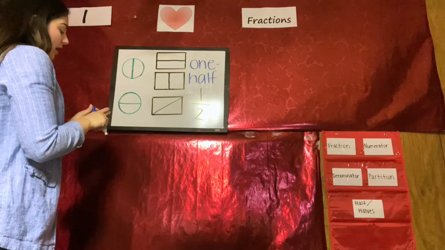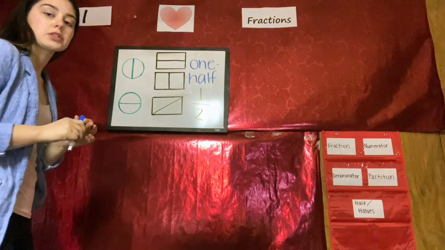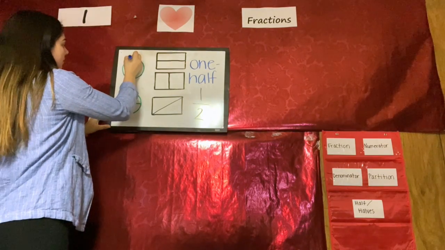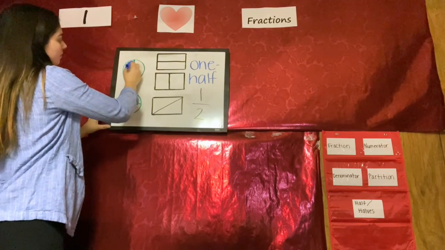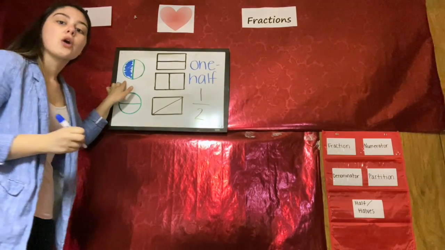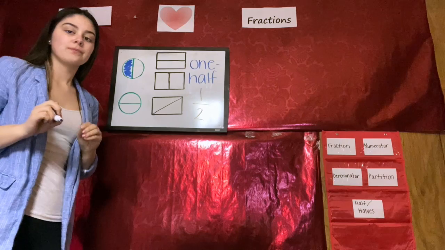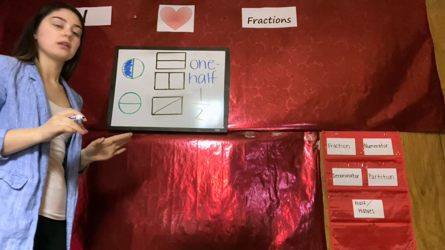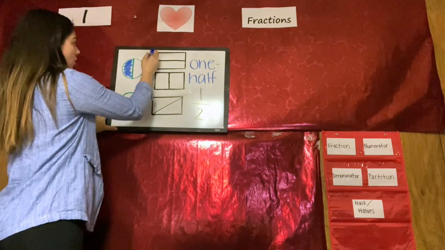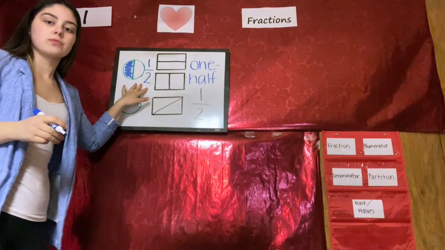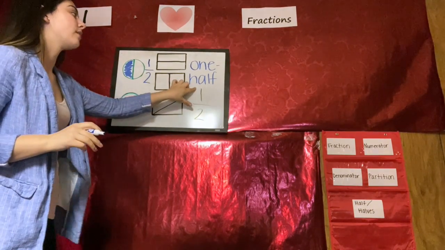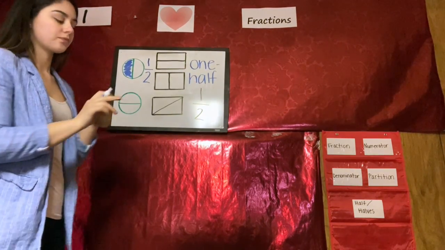If I were to shade half of this circle, like this, I would say 1/2 of my circle is shaded. I could write it as 1/2 with numbers, or I could write it as one half with words.